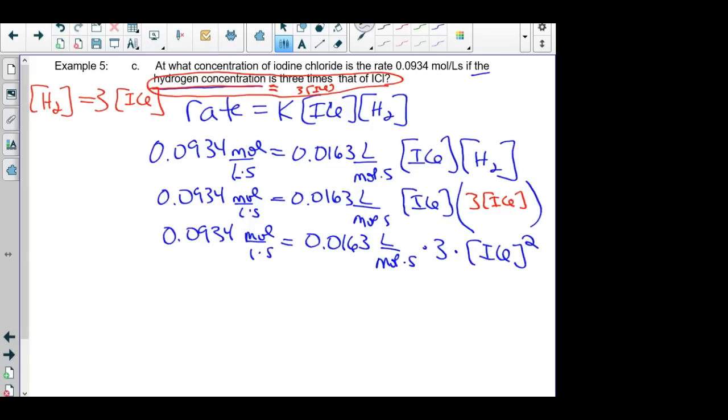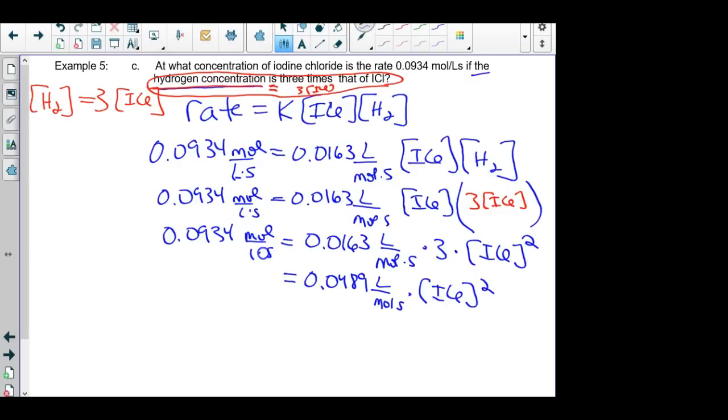Note, this 3, everything's being multiplied. I can just rewrite it in a different way. My unknown is ICl and ICl. So I can multiply the 3 times the 0.0163, divide them over, and then take the square root of both sides. That's what we're going to do. I will do it in steps. 0.0163 times 3, so this side equals 0.0489 liters per mole second times ICl squared.